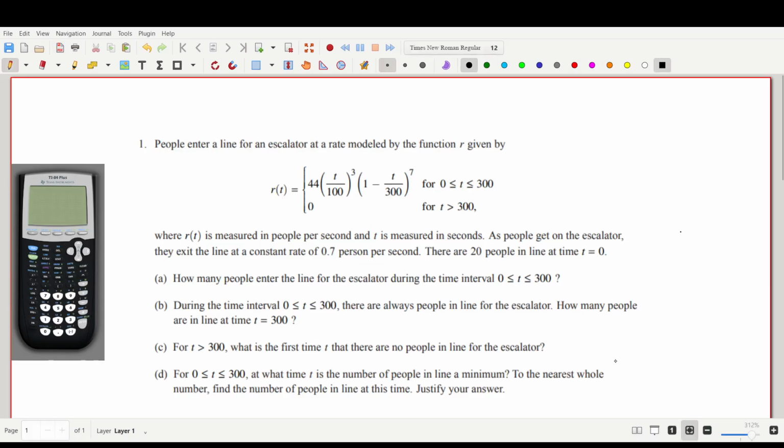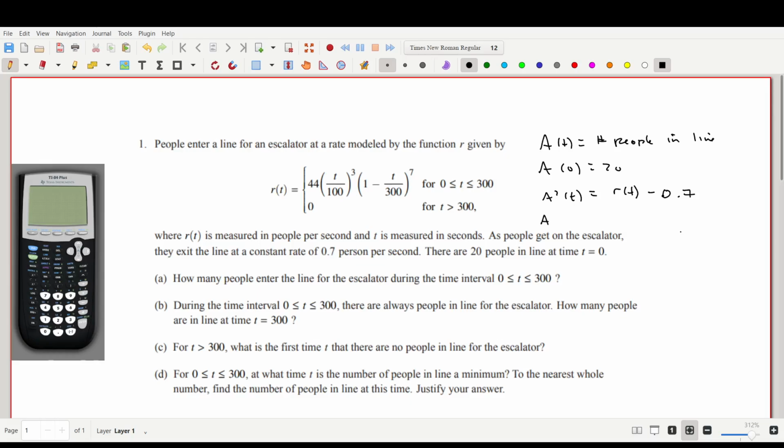People enter a line for an escalator at a rate modeled by the function r, where r is measured in people per second, t is measured in seconds. People get on the escalator, they exit the line at a constant rate of 0.7 people per second. There are 20 people in the line at t equals 0. So it's good to define A of t as the amount of people in line. We know A of 0 is 20. And we know A prime of t is r of t entering and 0.7 exiting, so r of t minus 0.7. Right, good to keep that in mind.